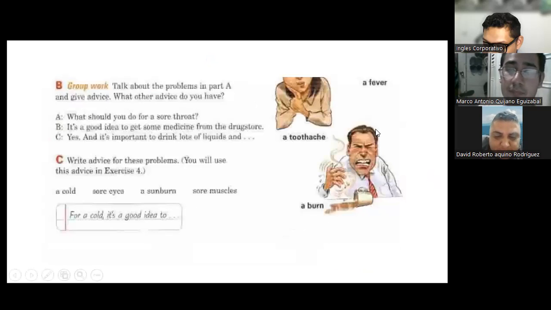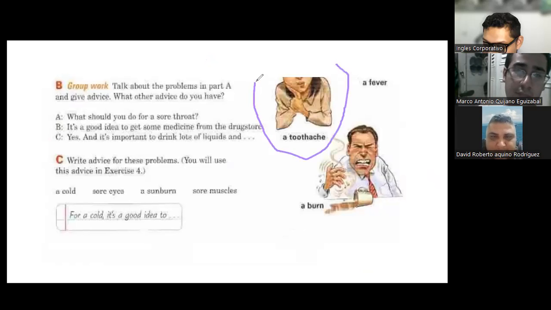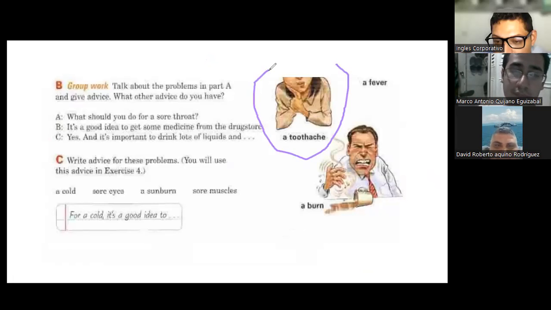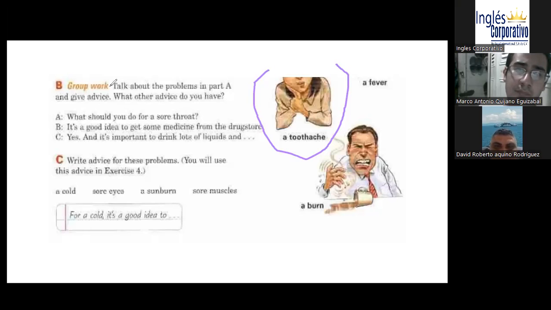Talk about the problem in part eight and give advice. What other advice do you have? Look at this one. You have someone who suffers from a toothache. You as a professional, what recommendation could you give someone who has a terrible toothache? What recommendations can you give to this person? Toothache, what do you recommend as a remedy?